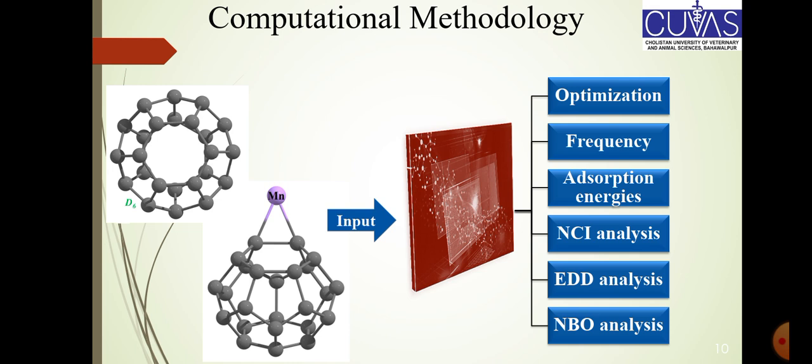This slide outlines the computational methodology used in our study of hydrogen dissociation reactions. We start with geometry optimization to ensure the lowest energy configuration. Next, we perform frequency calculations to analyze the vibrational properties, which help to confirm the stability of the optimized structures. We then calculate the adsorption energies to understand how hydrogen interacts with the complexes. NCI analysis is used to understand the nature of the interaction, while EDD and NBO analysis are used to observe the electronic properties.